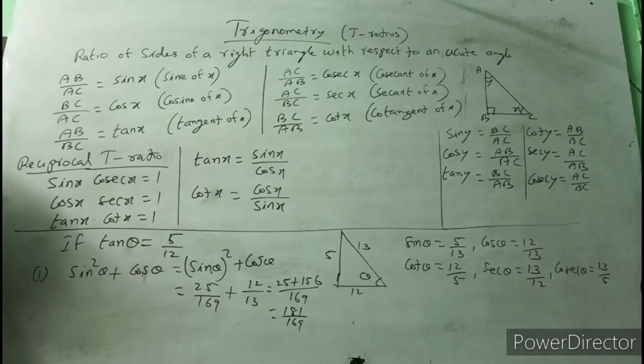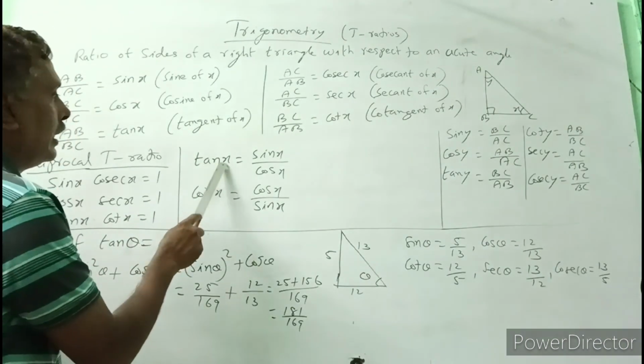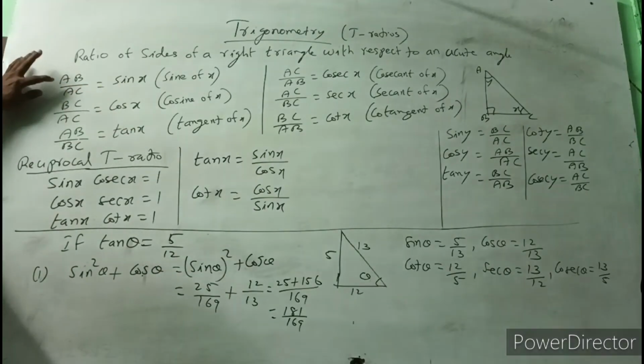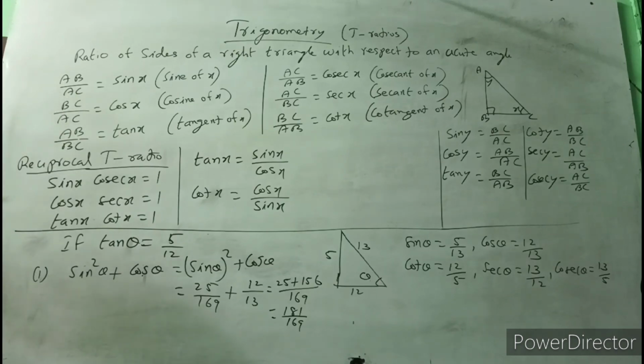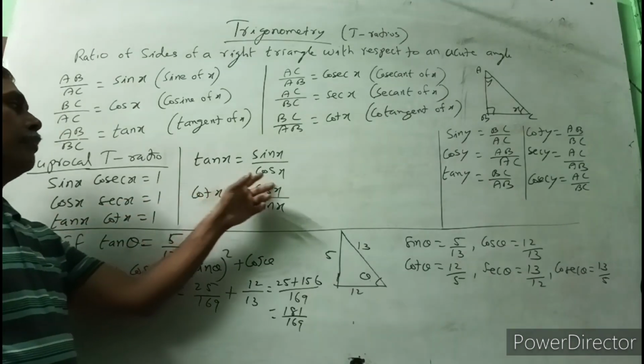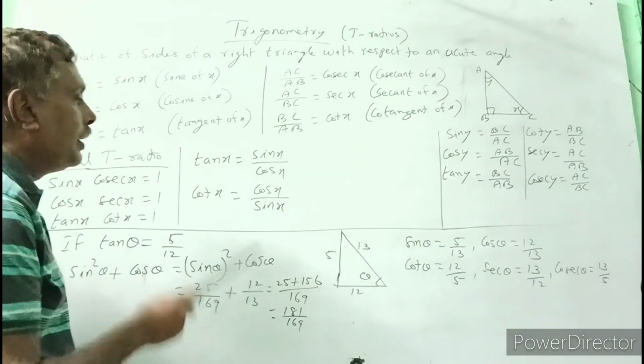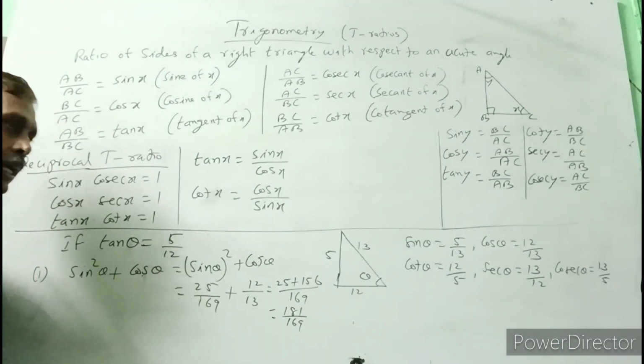Similarly, tan x and cot x. So the product of reciprocal trigonometric ratios will always be 1. Also, you may see that tan x is the same as sin x upon cos x. If you divide sin x by cos x, AC cancels and you get AB upon BC. Similarly, cot x is the same as cos x upon sin x. So tan is always sin upon cos and cot is always cos upon sin.